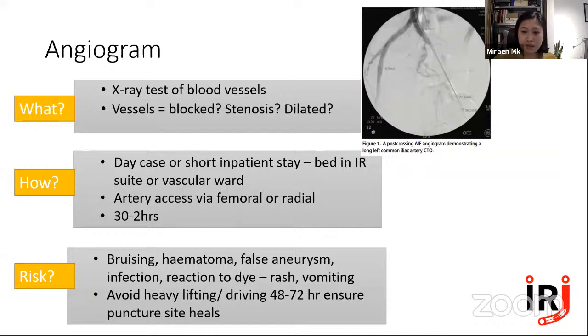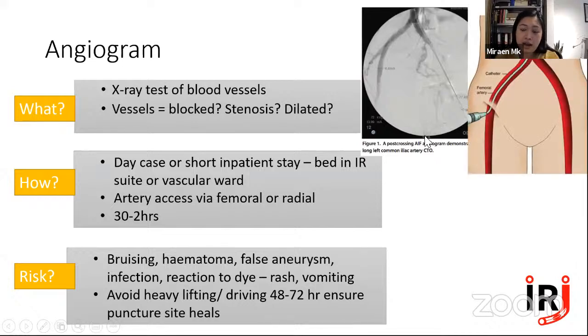So the way we get to these arteries of interest is via a wire that's going through your groin, so femoral access, or through your wrist, so what we call radial access. These procedures take maybe half an hour to 2 hours, depending on how many areas you want to look at, or whether there is any tight stenosis or bends that they need to navigate the wire through to inject the contrast and get the images that they want.